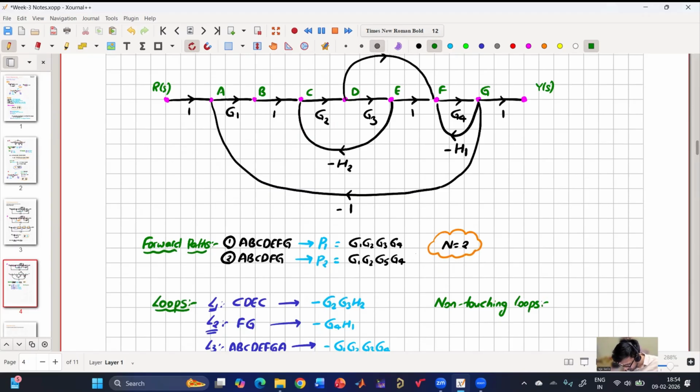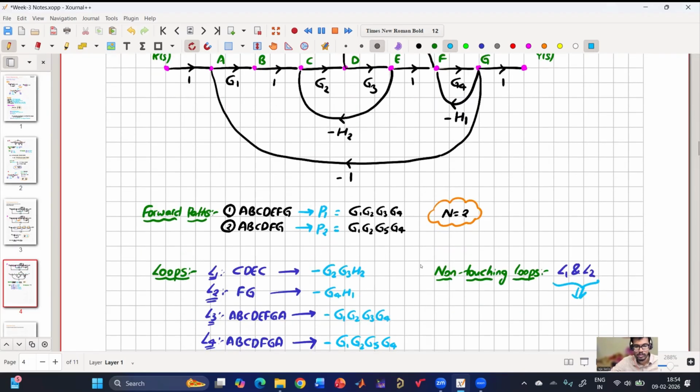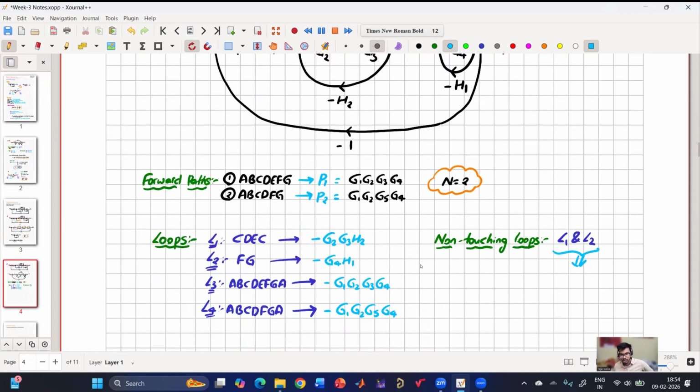C, D, E, C and F, G. Very good. So there are only two non-touching loops, which I could say are L1 and L2. So what is the path gain product of these two? L1 and L2?